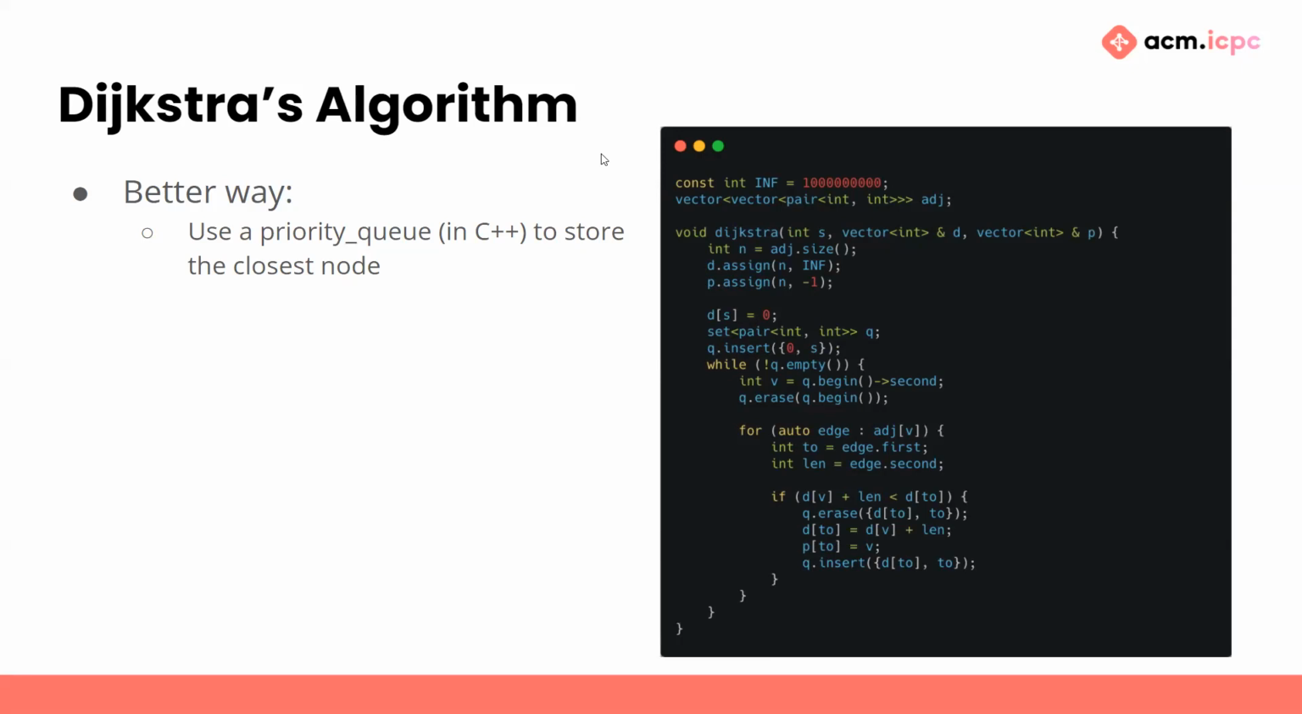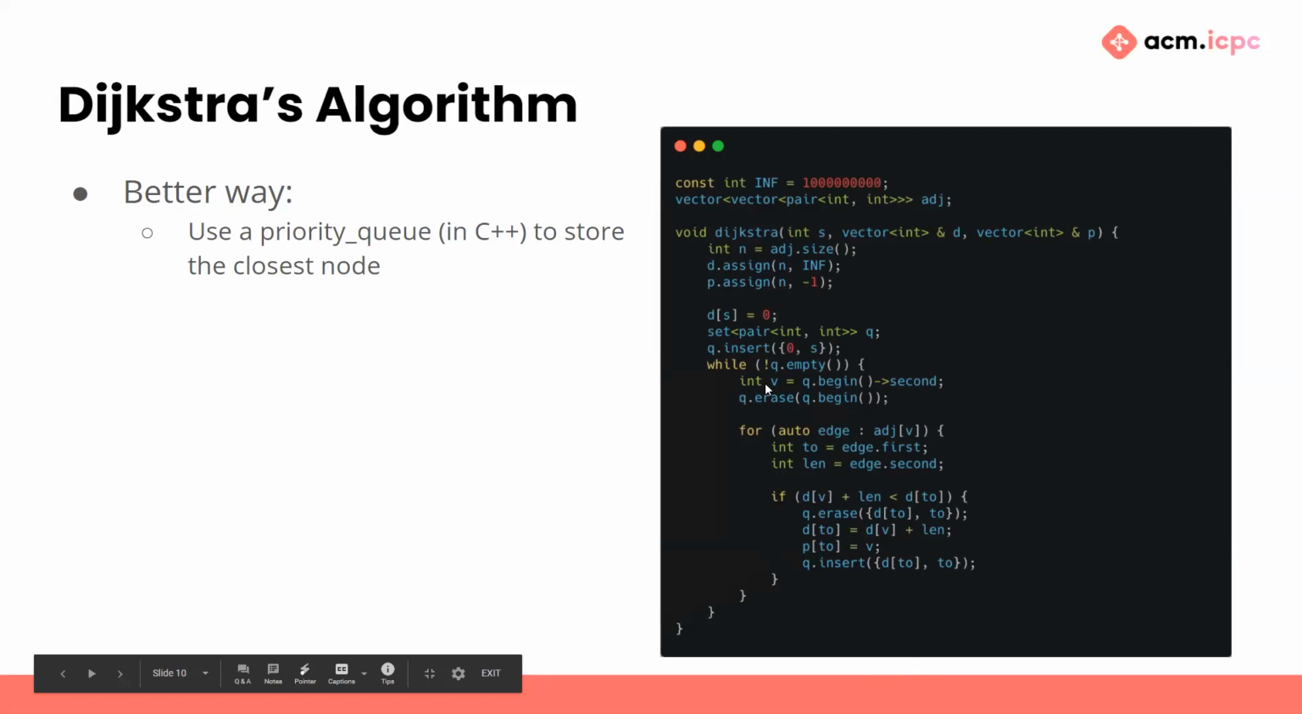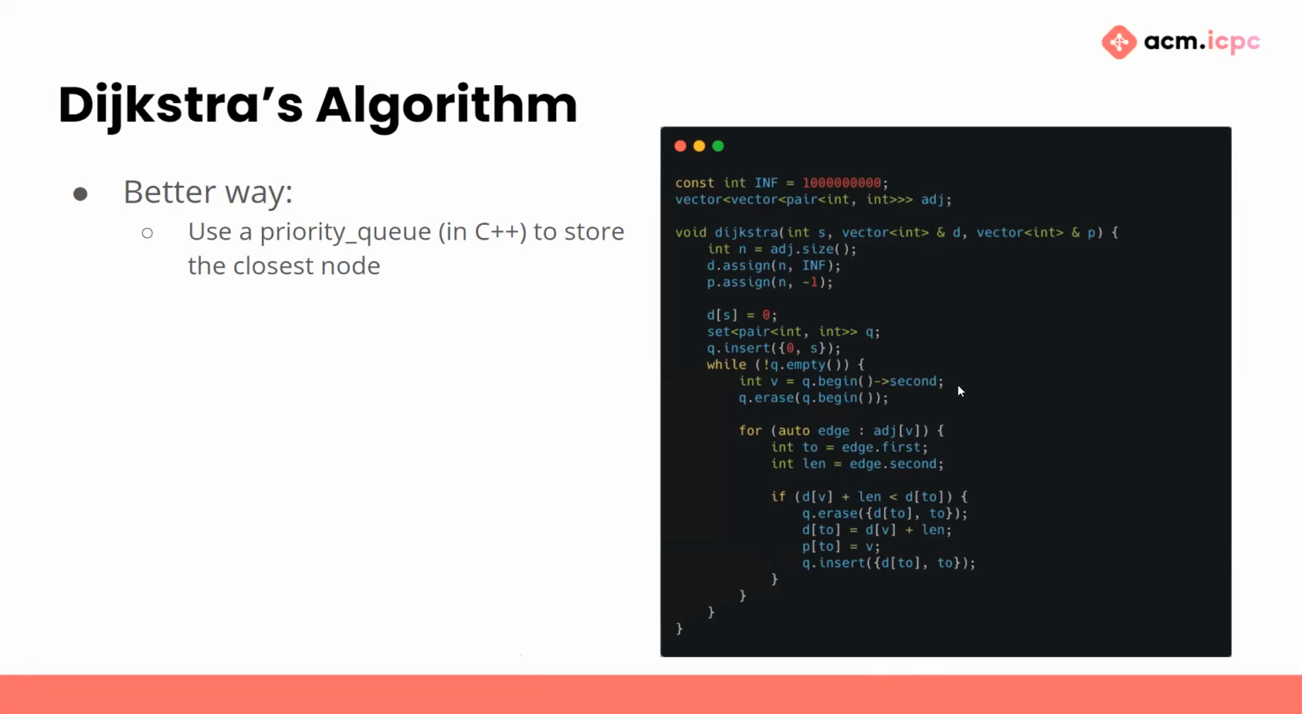But since here we want to find the closest node, we will push the distance and the node ID itself as a pair into the priority queue. And since the priority queue sorts the distances in increasing order, you know that the first element in the priority queue will be the closest node. So that's essentially what this code is doing. It's taking the first element inside the set, which does a similar thing as a priority queue. It also sorts the pairs by distance.